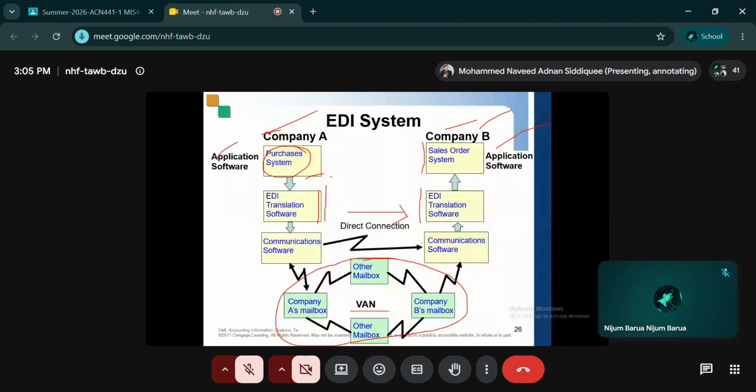So the order of company A is translated, it is retranslated by company B, and then using the purchase order of the customer, the sales order is prepared. Any questions?